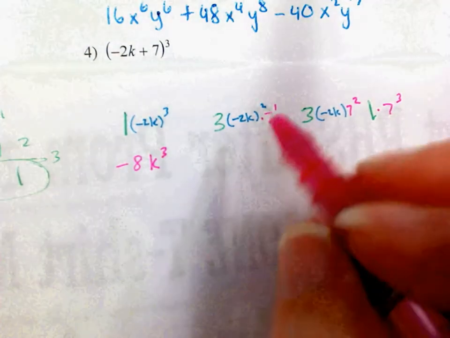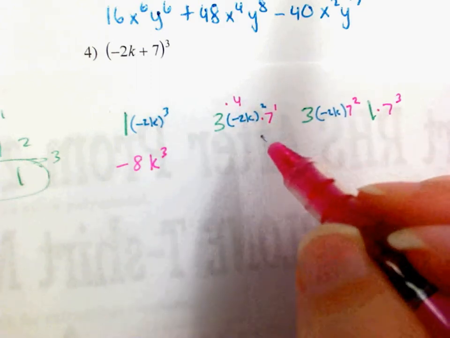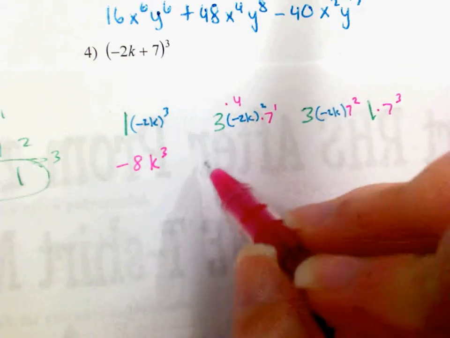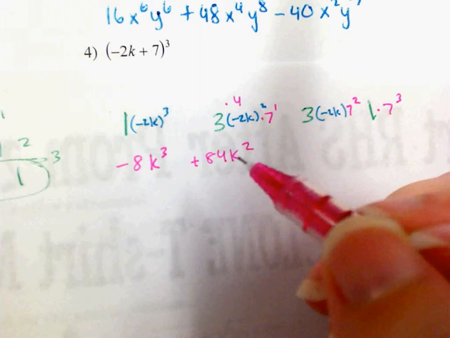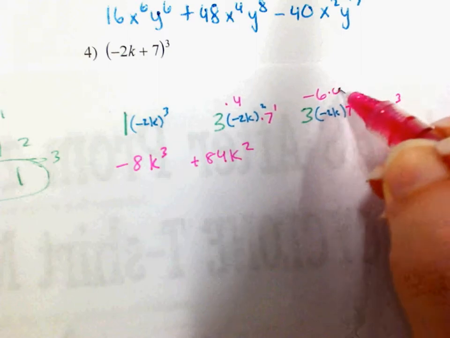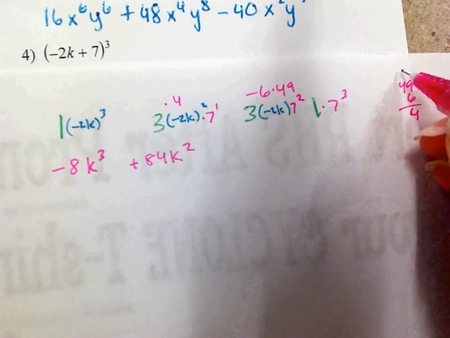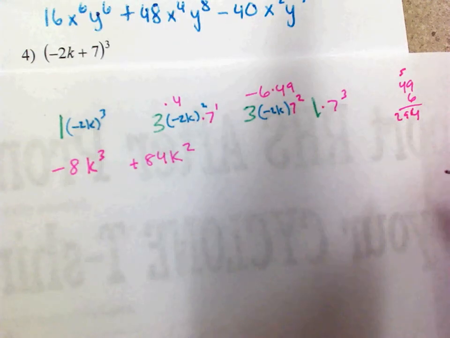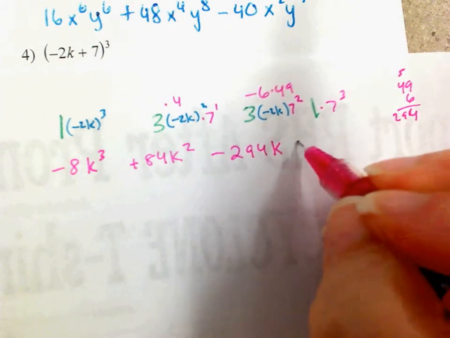Okay, this is 3. Negative 2 squared is 4, so 3 times 4 times 7, or 21 times 4, that makes 84, so that's a positive 84k squared, because k is squared as well, which is what we had. And then I've got a negative 2k, so that's a negative 6 times 49. If I do that to the side, 49 times 6 is 294. And it's negative, so negative 294k, and then plus 343, which is what we have.